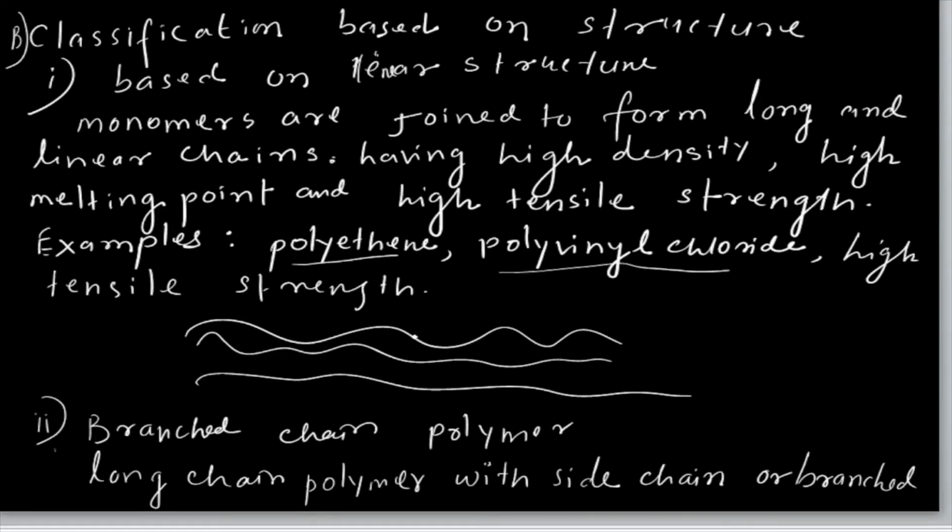Polythene is what we are using in our daily life. There are so many types of polythene, weak polythene and also highly costly polythene that is very, very strong. These are based on linear structure. Now simply see, this is the linear structure, simply a straight line.